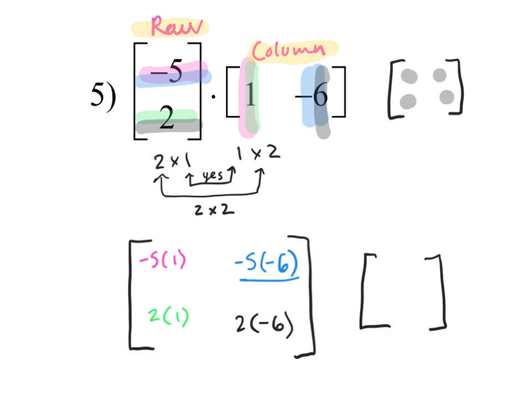So we have -5 times 1, which is what? -5. What's -5 times -6? 30. What's 2 times 1? And 2. 2 times -6? -12. Awesome. Did anybody get this as their answer? Awesome. Good job, guys. Any questions on this one?